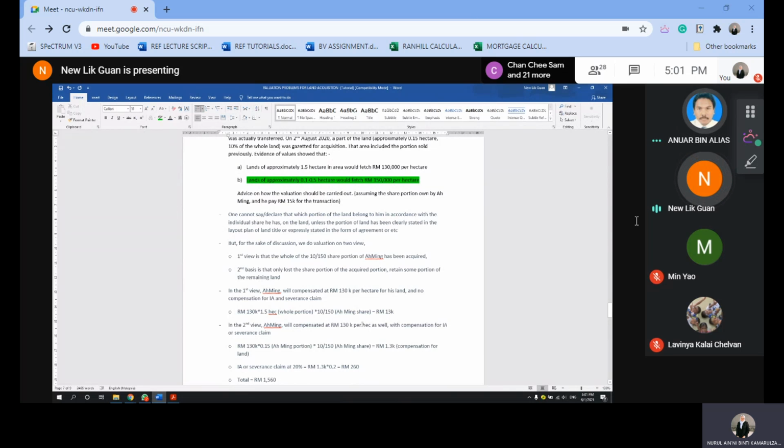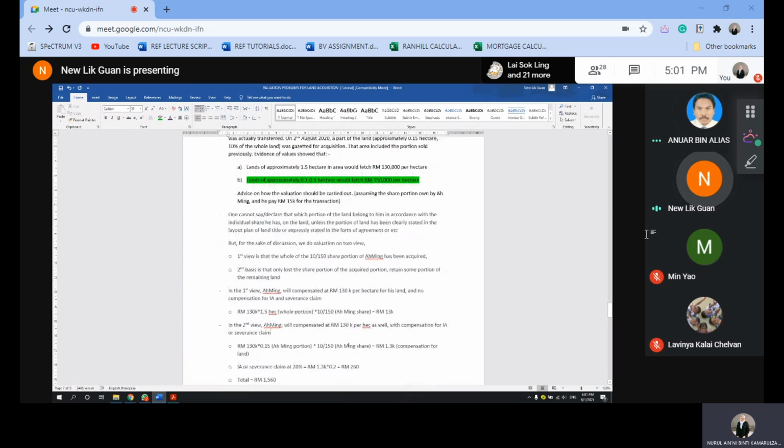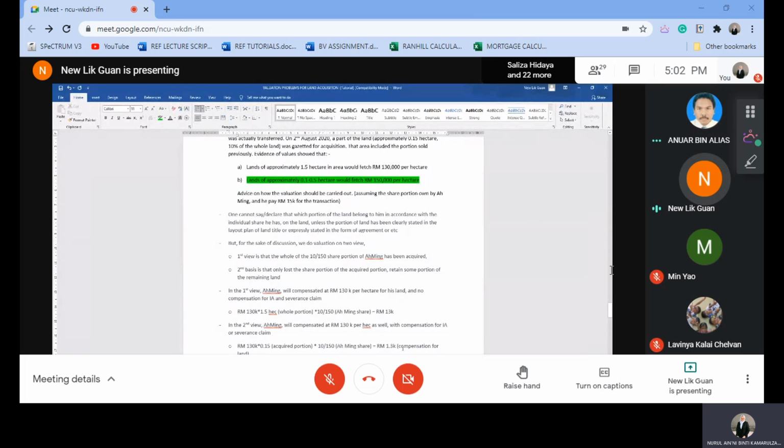And then with compensation, second view. Come with compensation of IA as well as a severance claim. Okay, because the compensation in the second view is based on the acquired portion, 130k will multiply by 0.15. Not Ameng portion, this is the acquired portion. 0.15 is the acquired portion, and this is Ameng's share on the whole land. So that constitutes Ameng to be compensated 1.3k only for the land.